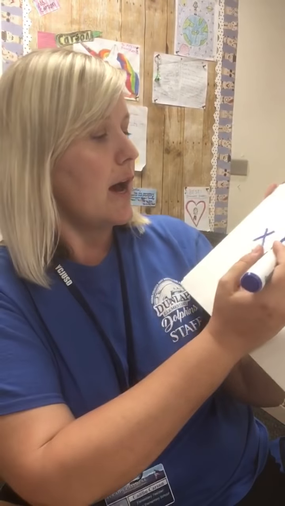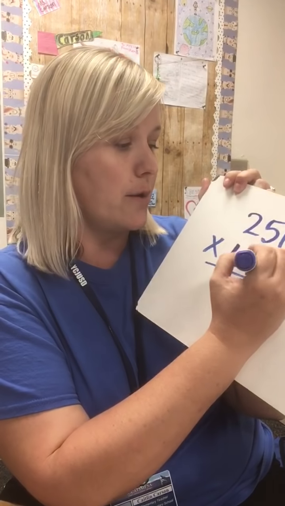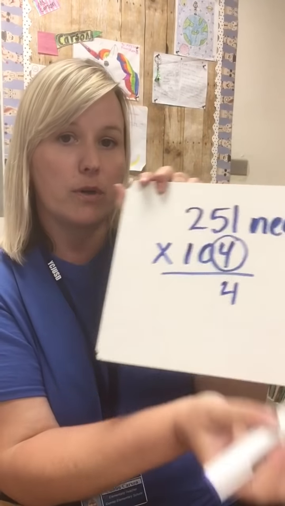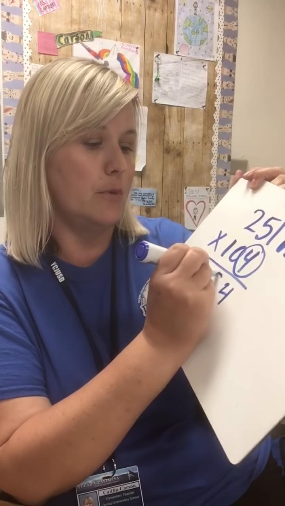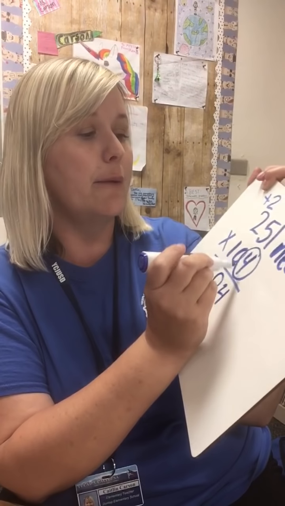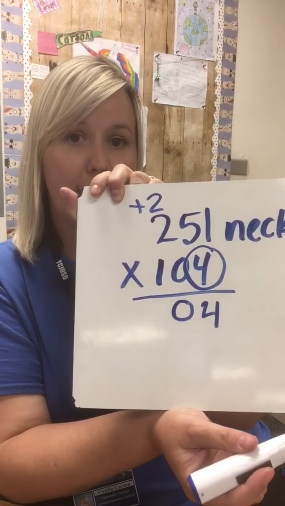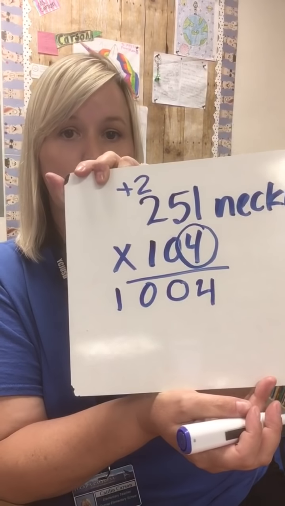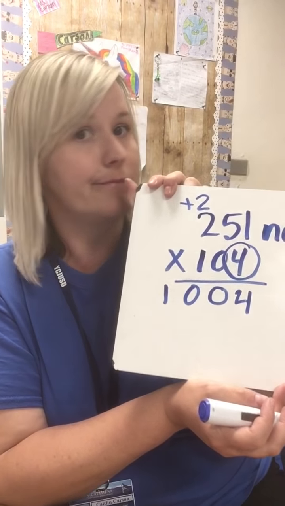Moving over. I have the ones place. My go number is here, number 4. 4 times 1, people, is 4. 4 times 5 is 20. Put that 0 down. Do my plus 2 at the top. Then I'm going to have 4 times 2 is 8, plus that 2 gives me 1,004. Now, am I done?